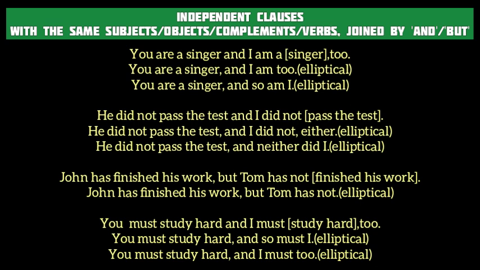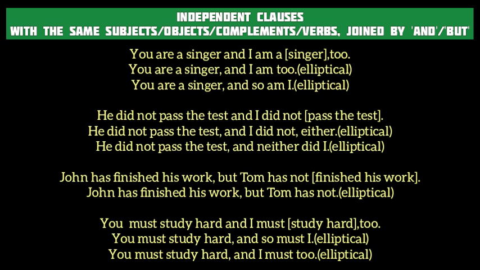And like I said earlier, since both the clauses are negative here, we may also use the elliptical structure of "neither." He did not pass the test, and neither did I. In these elliptical structures also, do not forget to put a comma after the first clause. In short, we use the elliptical structures of "so" and "too" when both the clauses are affirmative, while on the other hand, we use the elliptical constructions of "either" or "neither" when both the clauses are negative.